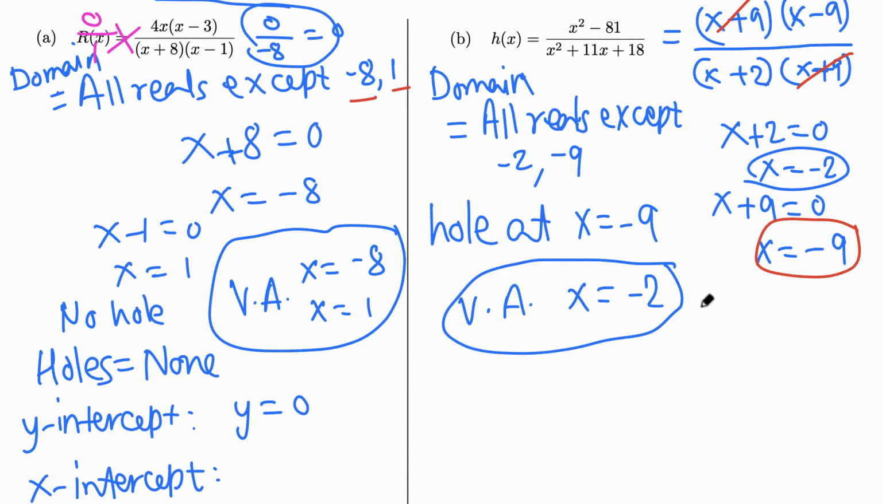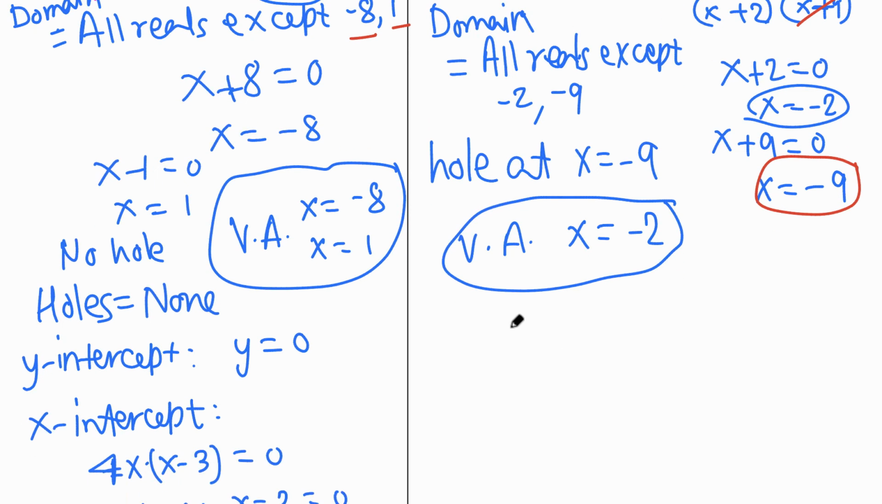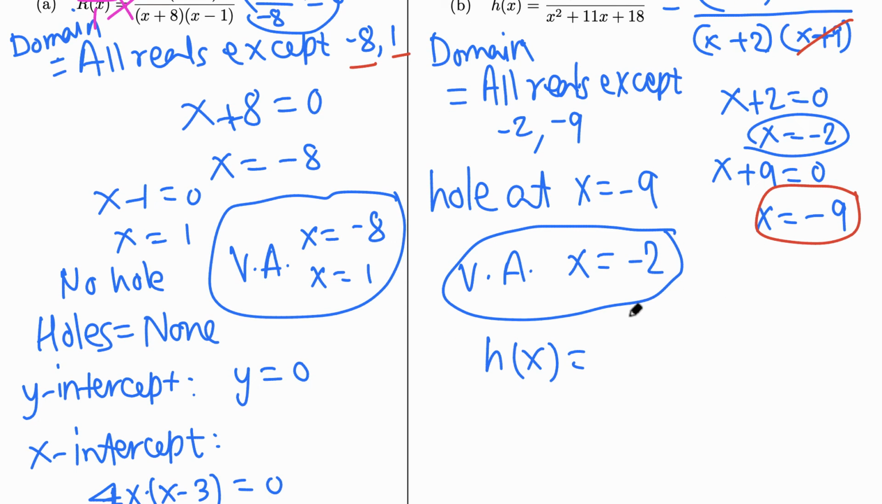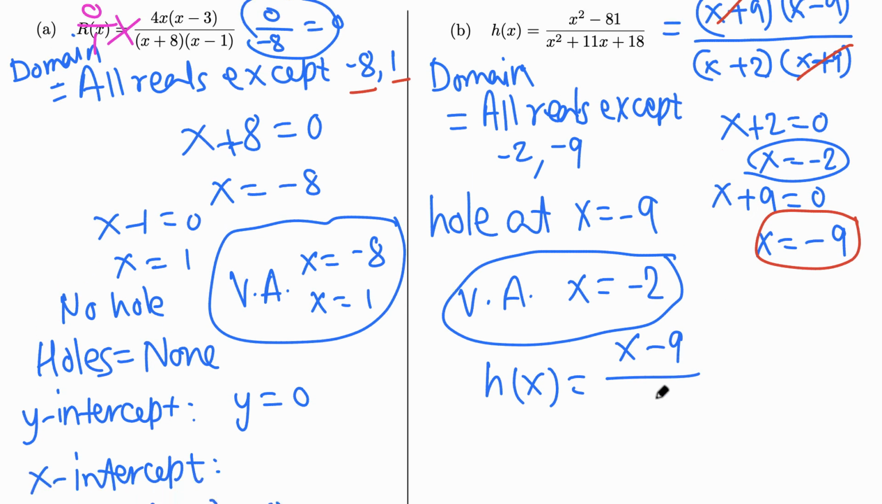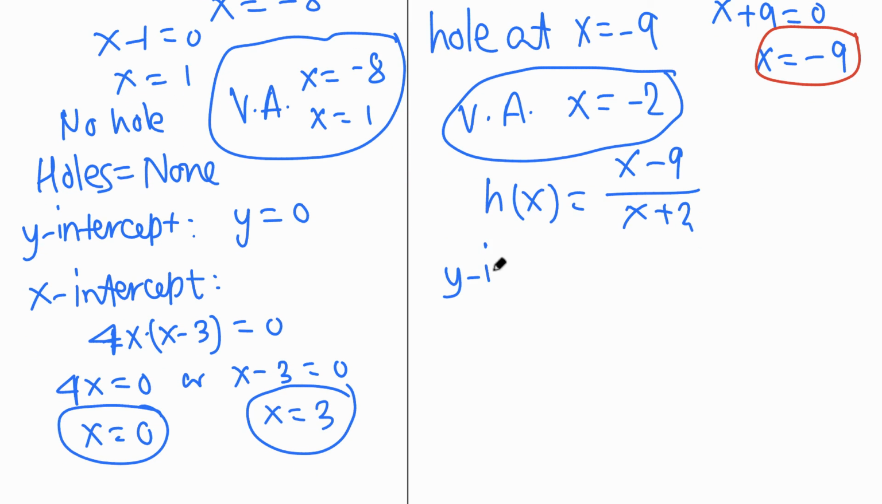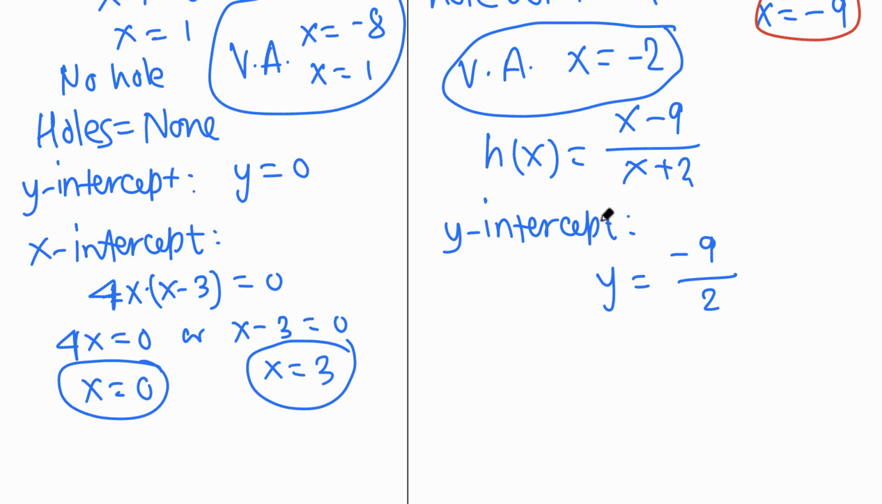For this rational function, after we simplify, we can work on the simplified function for intercepts. h is x minus 9 over x plus 2. Let's find the y-intercept. For the y-intercept, we just set x to 0. So y equals 0 minus 9, negative 9, over 0 plus 2, 2. So negative 9 halves. That's the y-intercept.